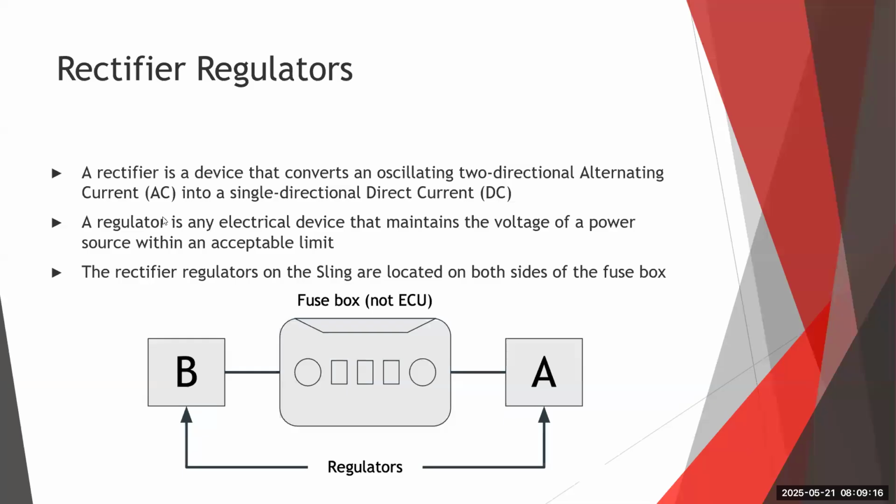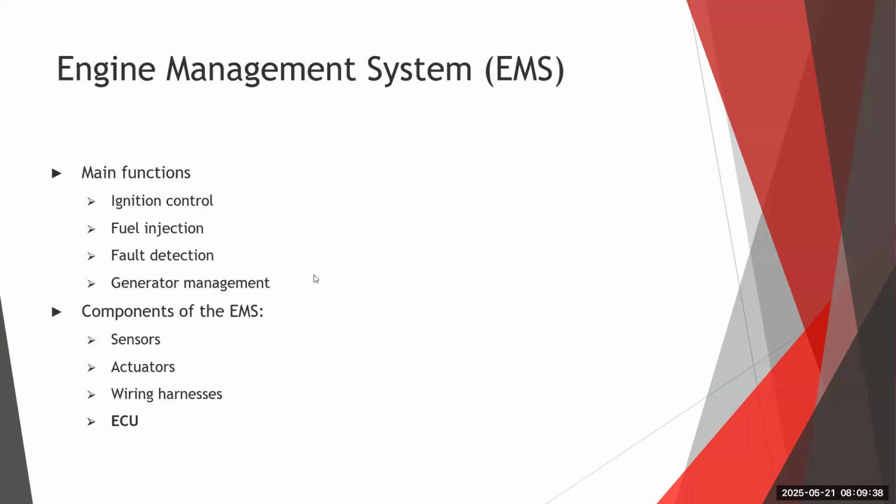Is this in the PowerPoint you sent me? Yes. Nice. So a rectifier is a device that converts oscillating, two-directional alternating current to a single-directional current, direct current. A regulator is any electrical device that maintains the voltage of a power source within an acceptable limit. The rectifier regulators are located on both sides of the fuse box, which I showed you.